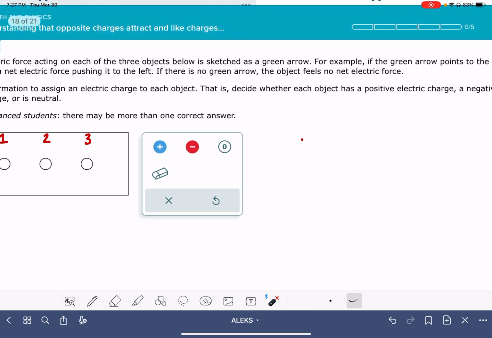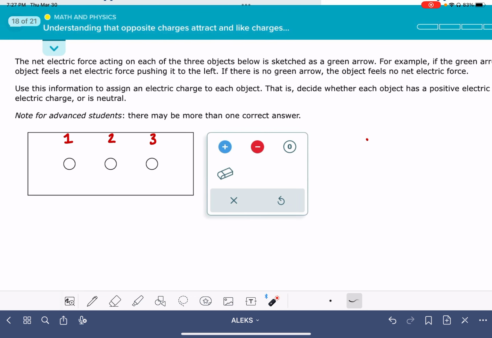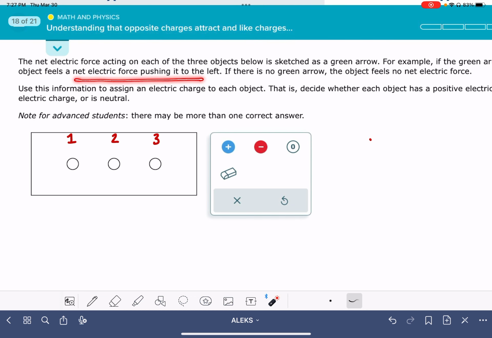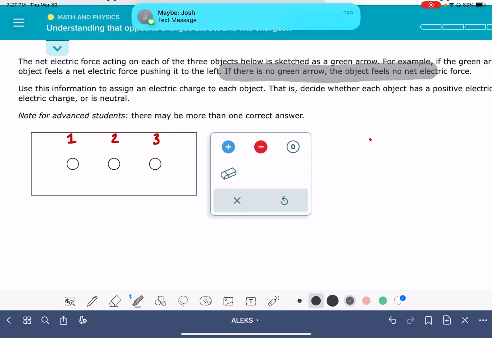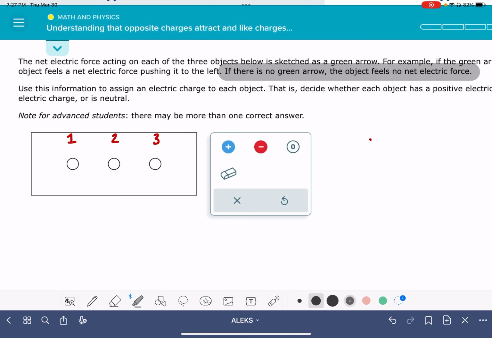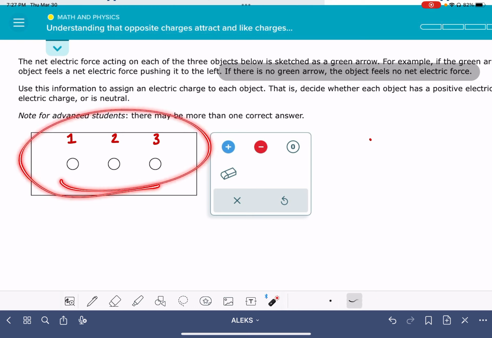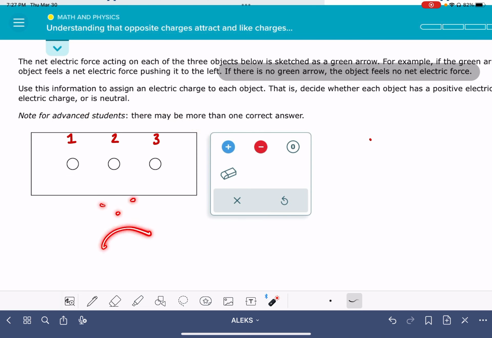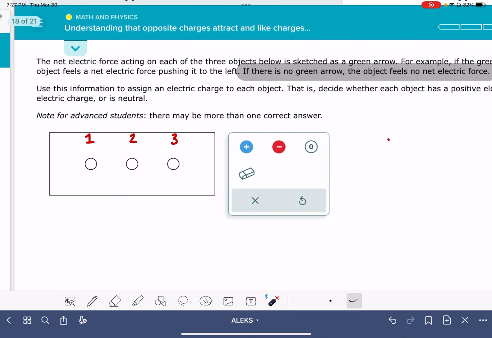So it says, for example, if the green arrow points to the left, the object feels an electric force pushing it to the left. Now, here's where the important part is. If there is no green arrow, the object feels no net electric force. Okay, so we have a situation here where all three of these objects are not feeling an electric force. This is kind of a trick question, ALEKS. We're going to actually come back to this.